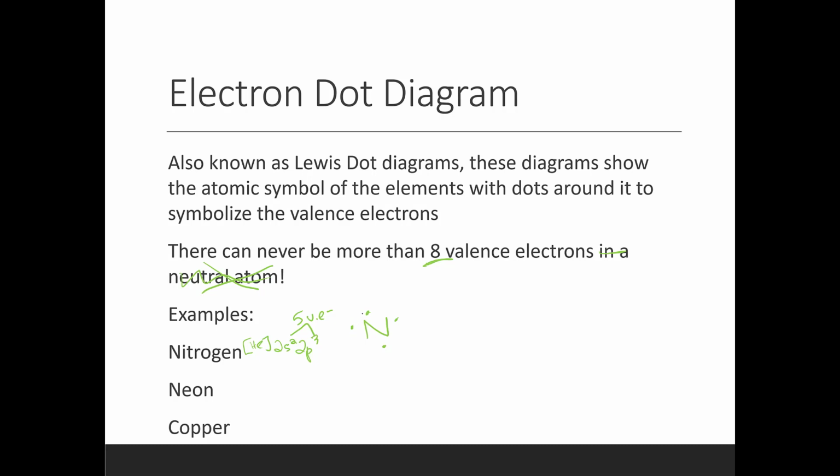But now I'm out of room, right? I've added 1 to each side. So now I'm going to add my 5th electron to the left over here. And now I've got my 5 valence electrons. And this is my finished dot diagram for nitrogen.